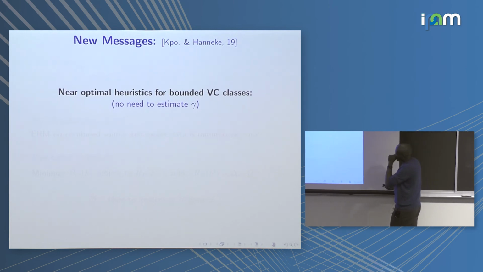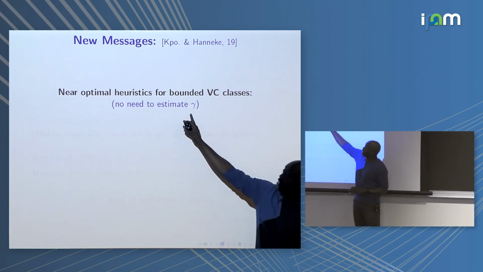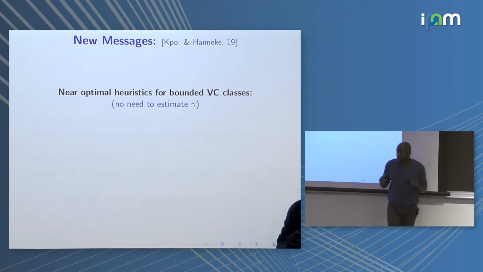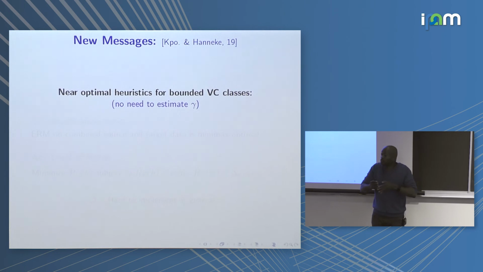And we want performance limits without estimating gamma, without knowing any. The heuristics need to not estimate gamma, and they need to also not know anything about the underlying distributions, because that's how practice is. We don't know anything about the underlying distributions.